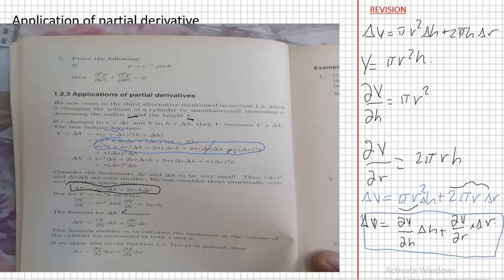So that's how the change of volume can be determined if the height of the cylinder as well as the radius undergo a certain change. So now what is the general equation to compute the change of a function?